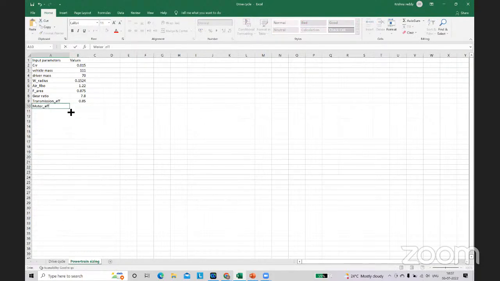Motor efficiency. Okay, and now motor controller efficiency. I'm just taking a point, that is fine. Yeah. And coefficient of acceleration due to gravity, that is G.